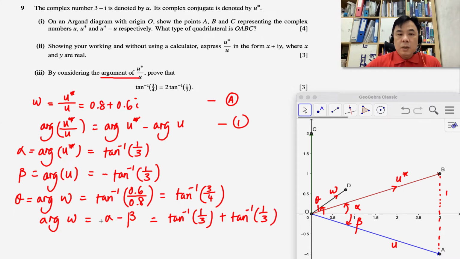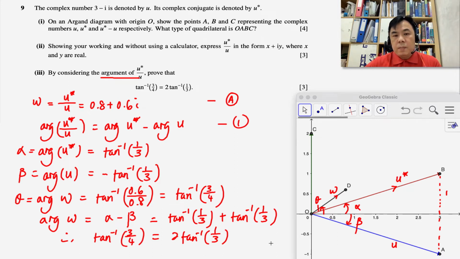And then finally, we can conclude that this is the same as 2 tangent 1/3, whereas the argument for W, we have also found out that the argument for W is tangent inverse 3/4. And then that completes our proof here. Now, I hope that is clear for this question here, right? I'll proceed on to the next question shortly.